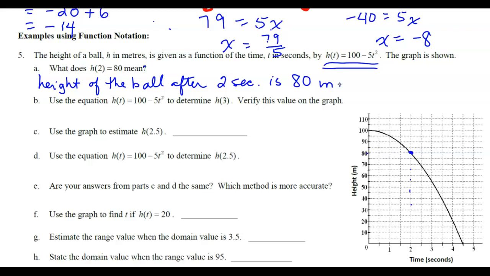Okay, in B, we're going to use the equation, not the graph. We'll verify with the graph. So h of 3 means we substitute 3 in for all of the t's. So that's 100 minus 9 times 5 is 45, equals 55. We're just finding the value. It would end up being meters, right? So I'll put m there. Let's check. If t is 3, if I go up to the graph and across, yep, looks like 55.